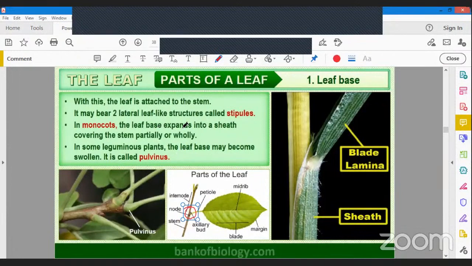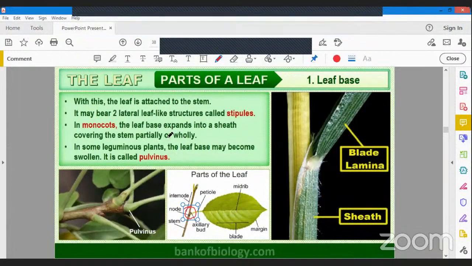So in monocots, the leaf base extends into a sheath-like covering of the stem, which is partially or wholly. See here, is it fully covered like a sheath? So when you look at grass next time, you will know. Okay. So here, in some leguminous plants, the leaf base may become swollen, this is called as pulvinus. Can you see here? Swollen leaf base. So each point is important here, students. Take it down.